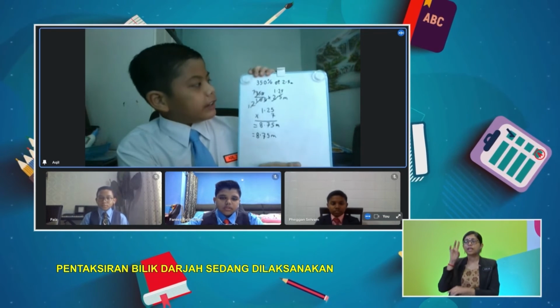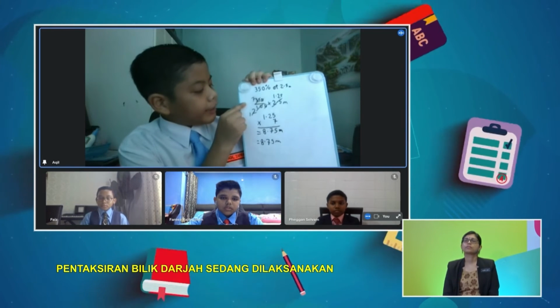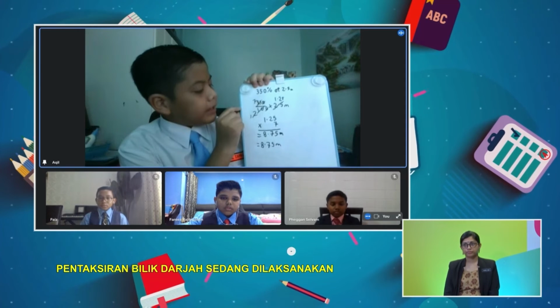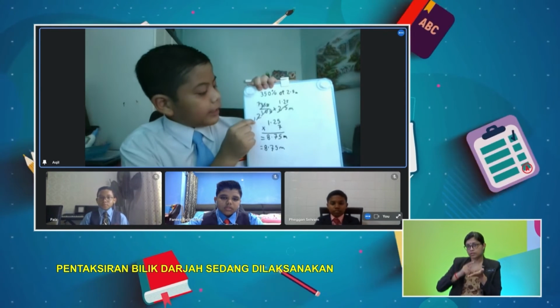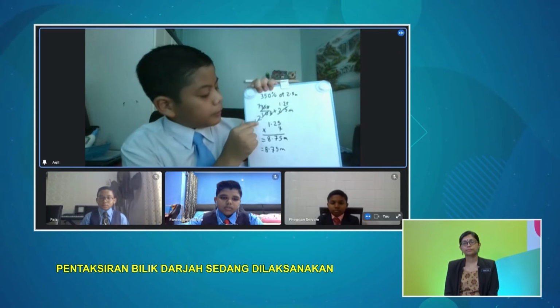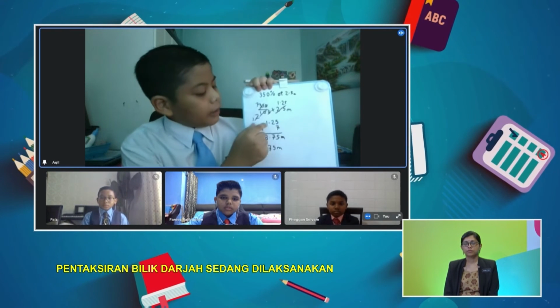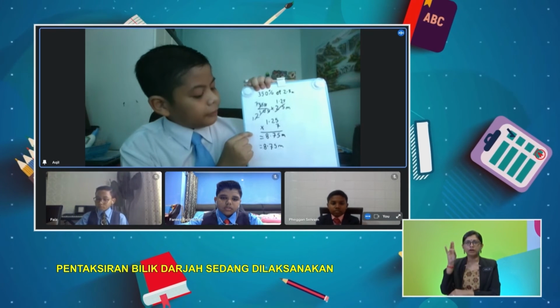First, you need to put 350% into fraction. It becomes 350 over 100. We cut the zeros, then we simplify by 5. 35 becomes 7 and 10 becomes 2. Then we simplify by 2. 2 becomes 1 and 2.5 becomes 1.25. Then 1.25 times 7, then it becomes 8.75 meter.